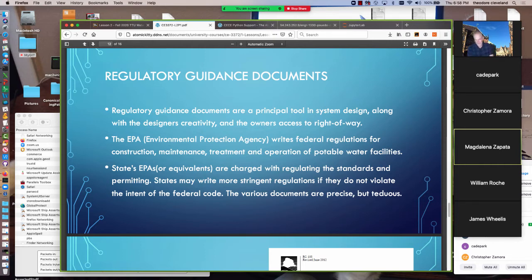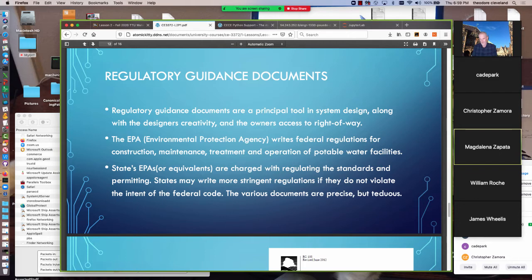Now, a state can choose to write more stringent regulations if they don't violate the intent of the federal code. And some states do, California being a notable example of writing more stringent regulations in all sorts of things. Washington State also. And in the water world, most of the states' rules are quite similar.